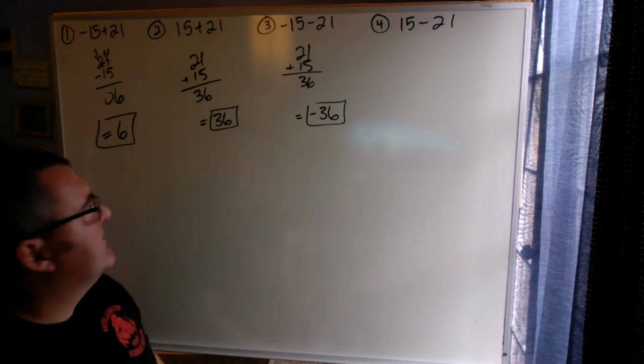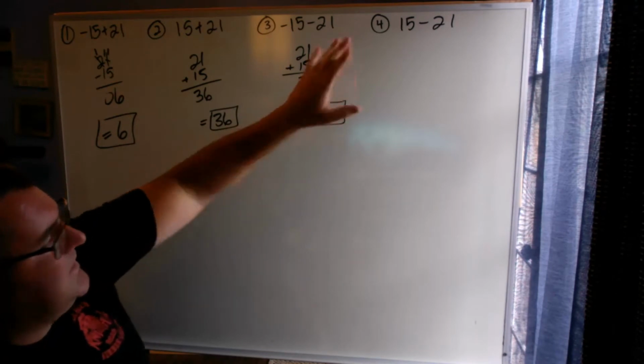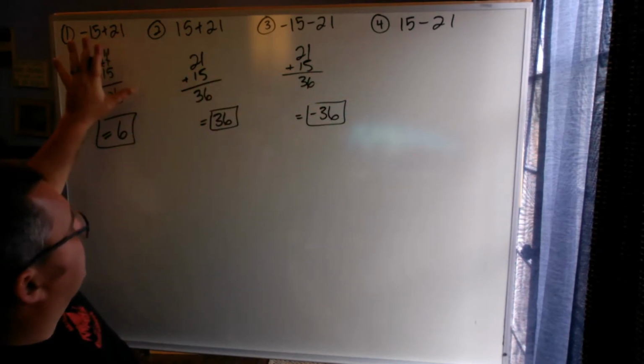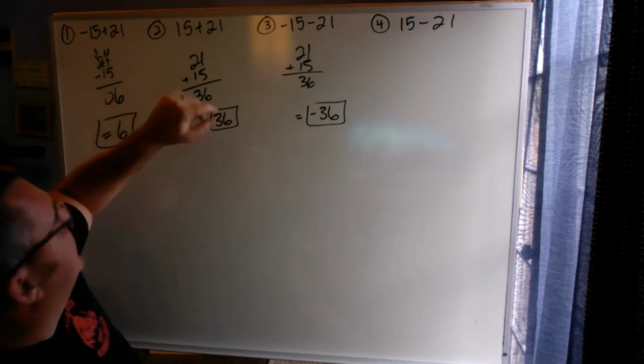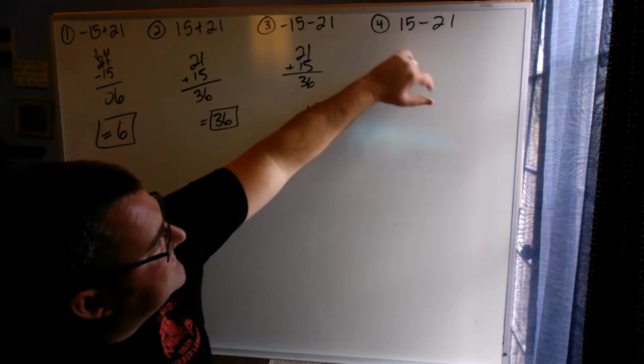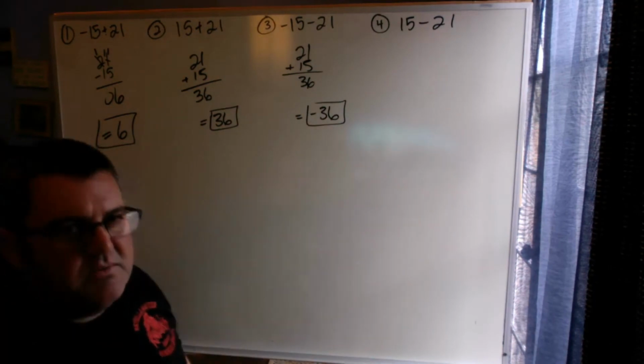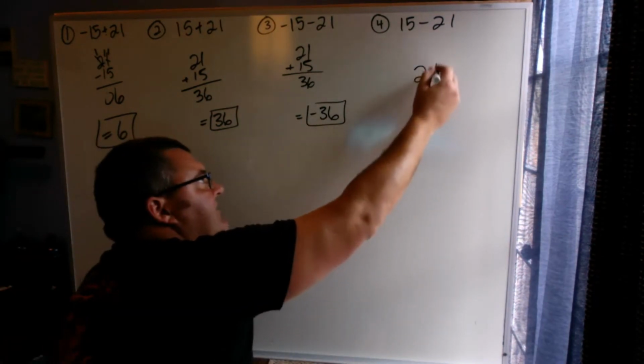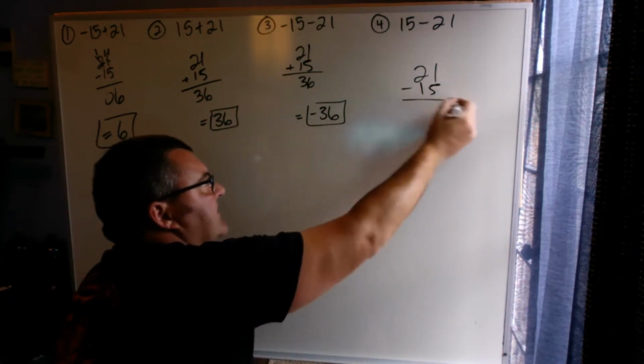It's further from zero. Okay, number 4 is more like number 1. Except this time, the signs are in a different order. We have a positive 15. We have a negative 21. We're going to tell ourselves largest minus smallest again.